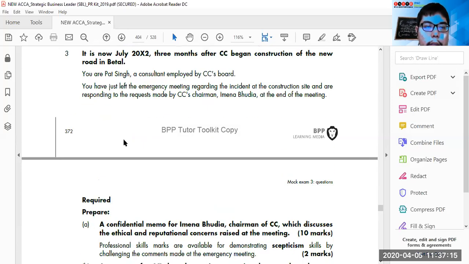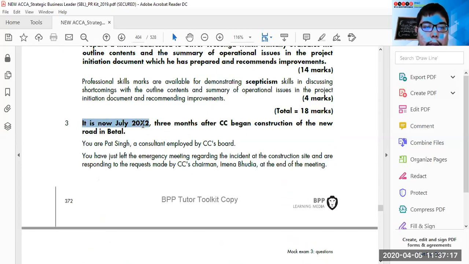Okay, 3C. So it is now July 20x2, 3 months after CC began construction of the new road in Betal. So in this case, it will be a given date to you. If the format requires you to do a report or a letter, you need to use this date, July 20x2.